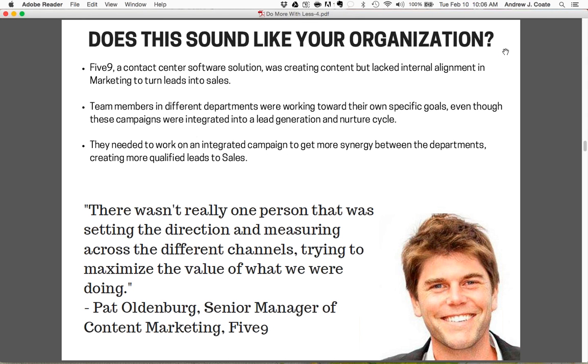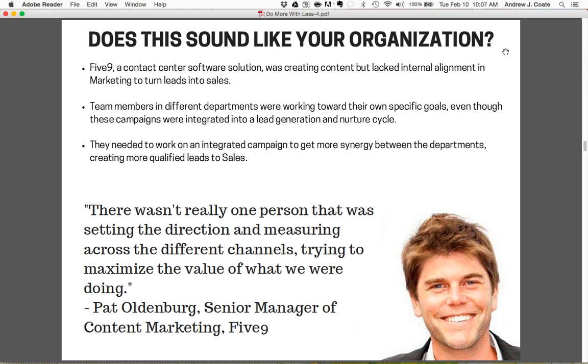So I'll give you an example here. Five9, as you can read on the screen here, a contact center software solution, they were in this particular situation. They had all sorts of diverse efforts. There were a lot of goals. There were a lot of people trying to go in different directions within the organization, but they all had a common goal in mind. They just weren't getting there in the same way.